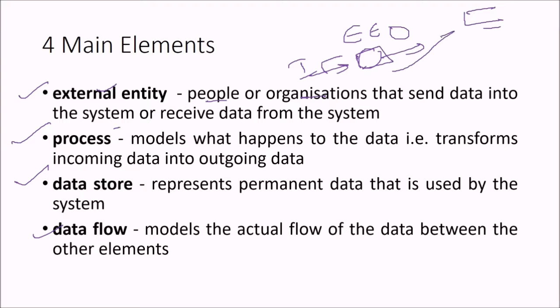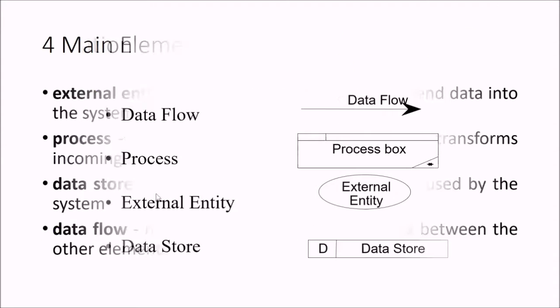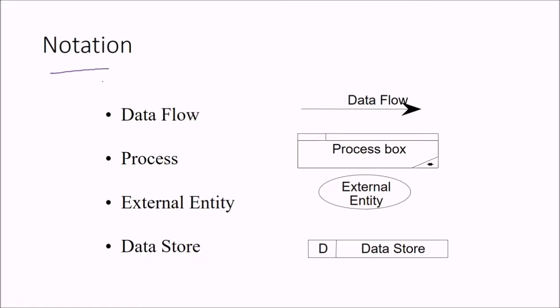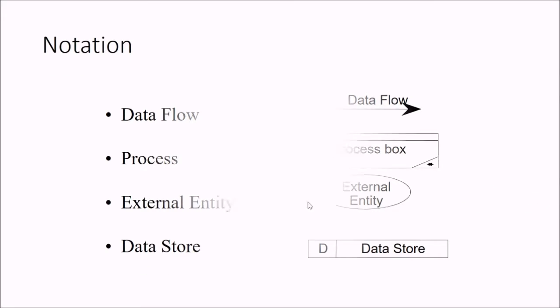Then the data flow. This models the actual flow of data between the elements. These are the notations of what we have just talked about. Data flow is shown by an arrow. Process by this figure. External entities by a round ellipse. Data store by this notation.